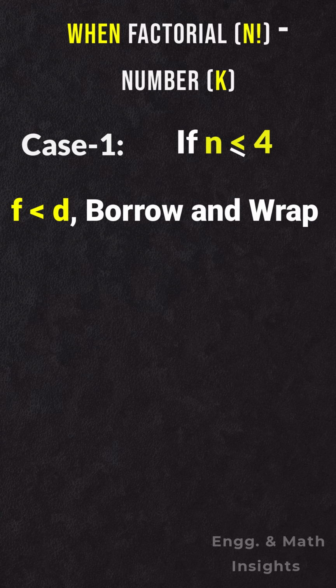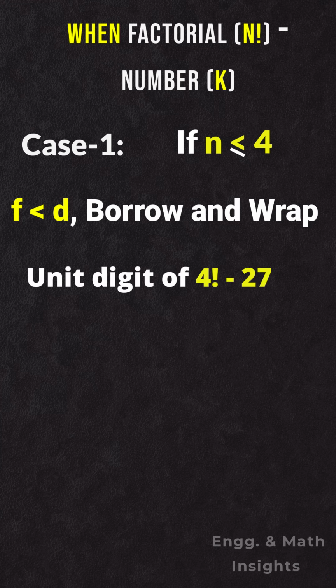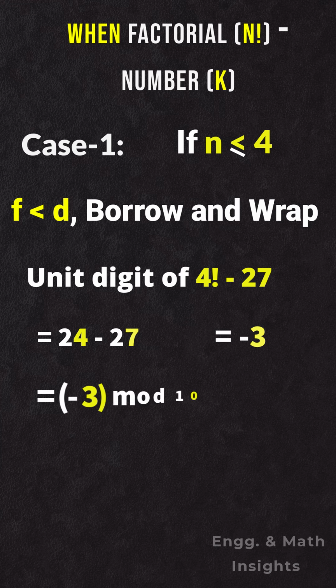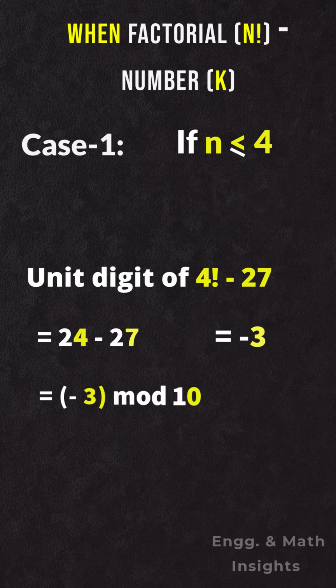For the last case, f is less than d. Here borrow is needed and we need to wrap it with the mod 10. For example, 4 factorial minus 27 will give us 24 minus 7, which will result in minus 3. Then we need to wrap it with mod 10, which will give us a unit digit of 7. So in short, subtract normally. If the result is negative, just add 10 to get the unit digit.